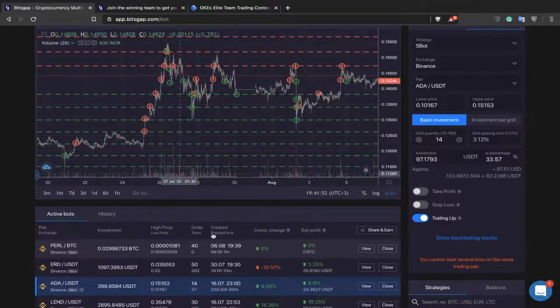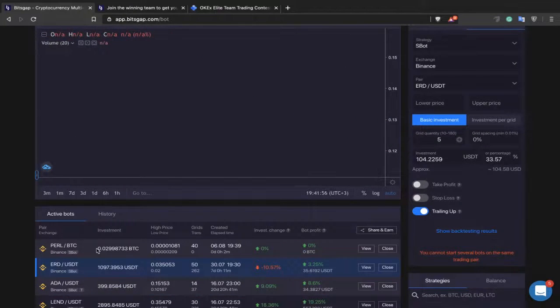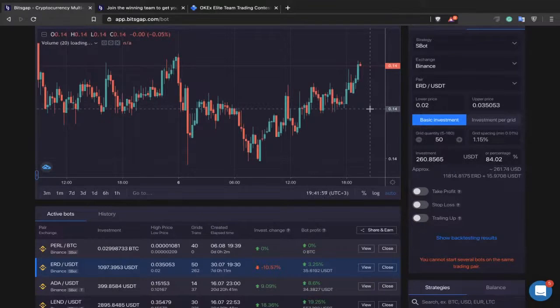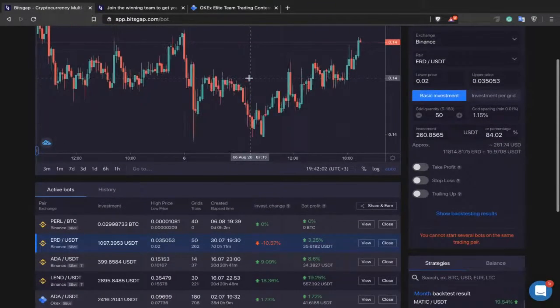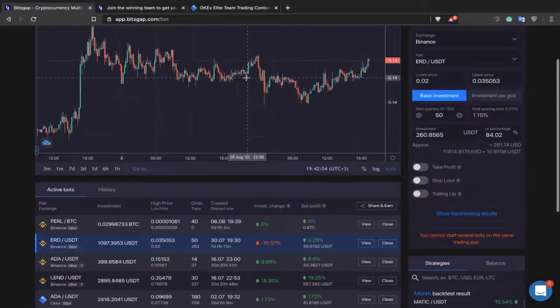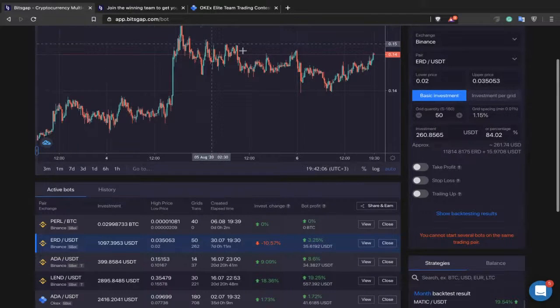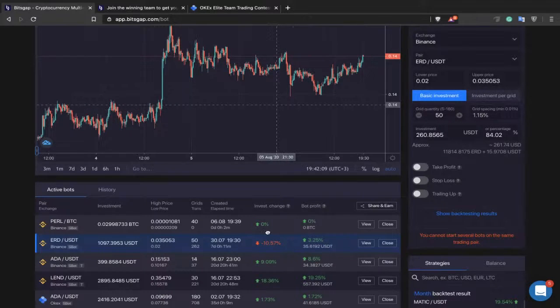Whereas if the market is falling, like in the case of ERD trading to USDT, you see that on a larger scale the market is now falling. So that is why my investment change is significantly affected by the value change, as the value of ERD is depreciating on this falling market.